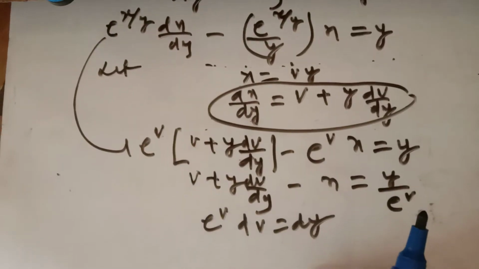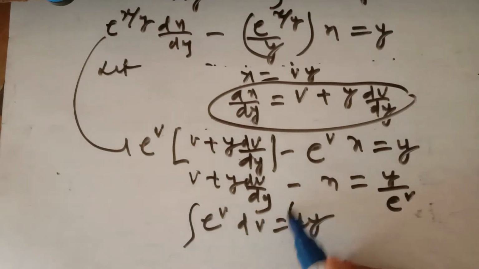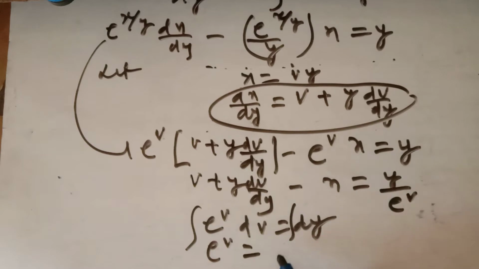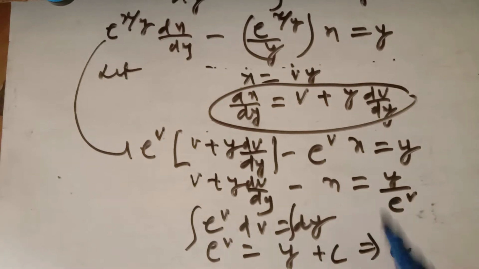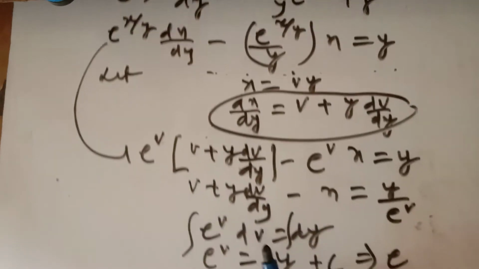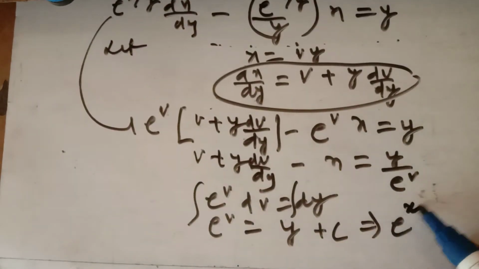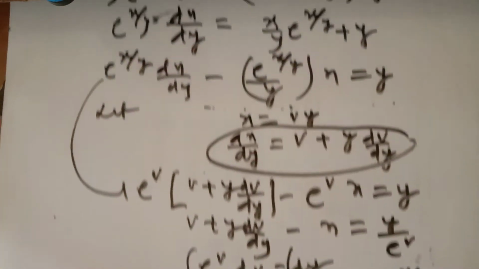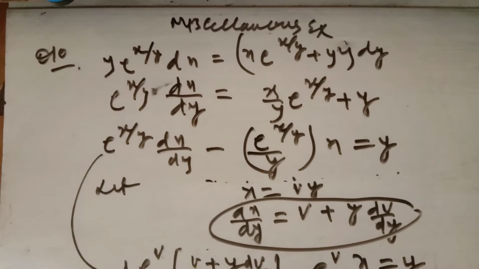When you integrate both sides, you get the integration of e^v is e^v, and the integration of 1 with respect to y is y plus c. Put the value of v, which is x upon y. So e^(x/y) equals y plus c, which is the solution of this differential equation. So this is question number 10.